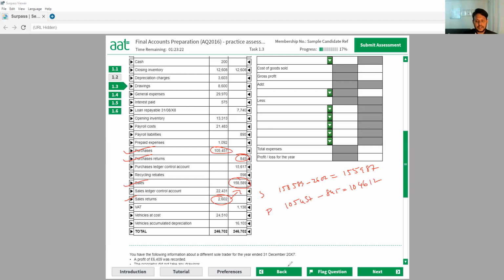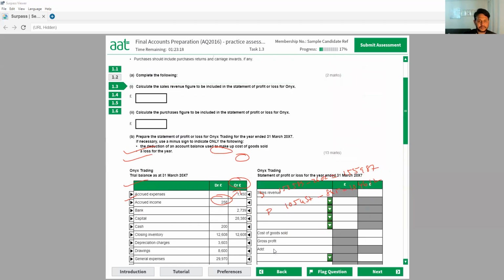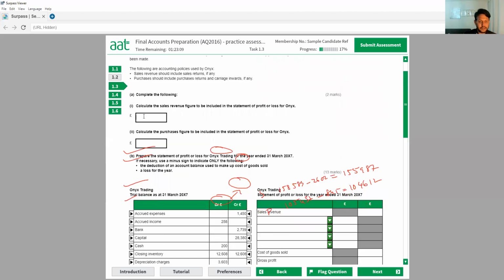Okay, let's go and complete the first question, sales and the purchase. The first one we have here is 155,987, and the next one for the purchase that we have here is 104,612.